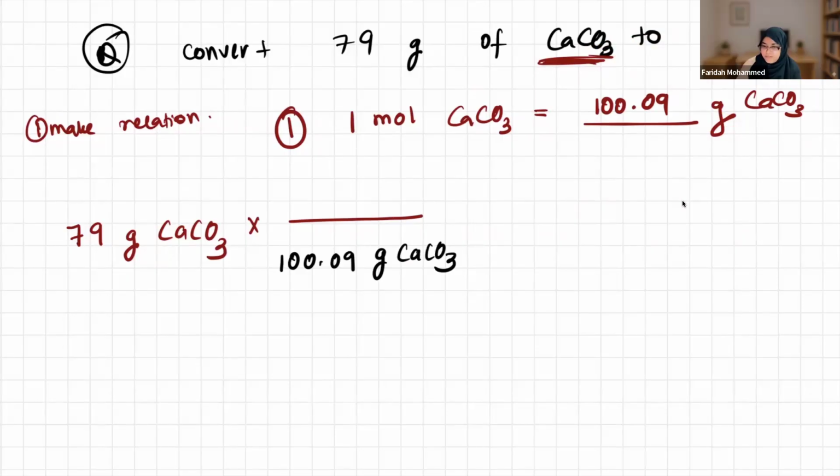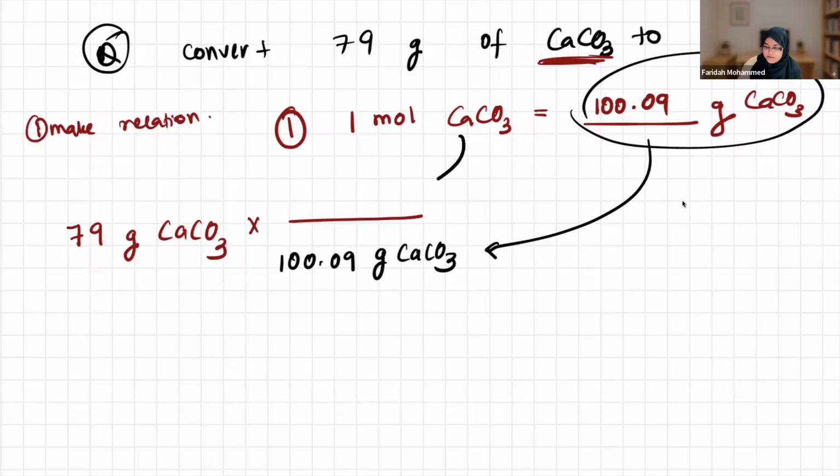Kaiten, what goes on the top? If this goes on the bottom, the other side's gonna go on the top. Do you see it? Yeah? So 1 mole of calcium carbonate.